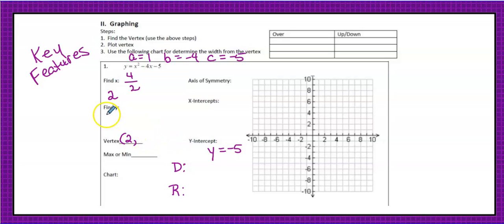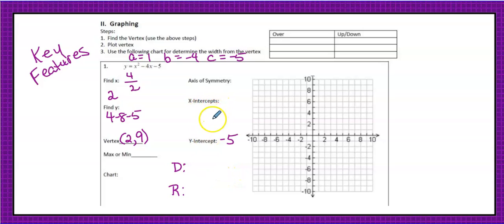Okay, find y. What I can do now is plug in the 2 up here. 2 squared is 4, minus 4 times 2, that's minus 8. So 4 minus 8 minus 5. That's going to be, 4 minus 8 is negative 4 minus 5, that's 9. So that is my y value of my vertex. Okay, actually, you know what I want to do? I want to erase this right here. I just want to write the negative 5. I don't want to write y equals negative 5. The y-intercept is negative 5.